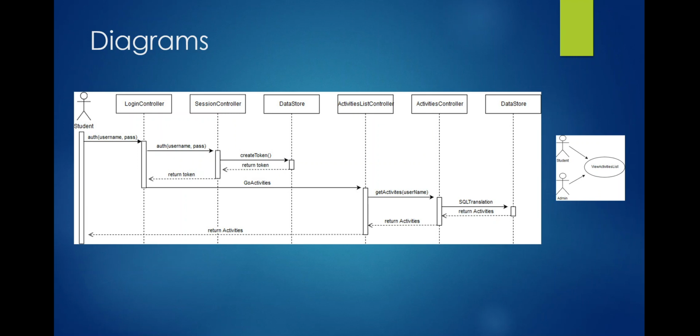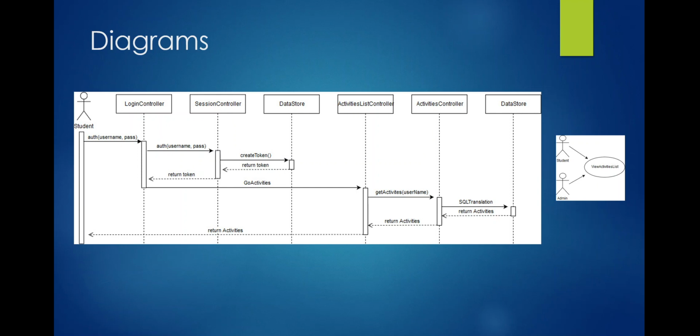These are the diagrams for the user story. User authenticates with the login controller using a username and password. The session controller then creates a token and stores it in the data store, in the SQL database. The token is returned by the session controller to the login controller, and now the user has a valid token with which they can do other actions.